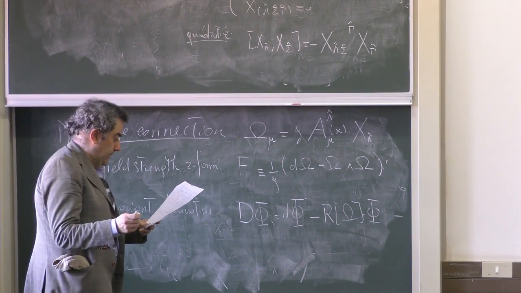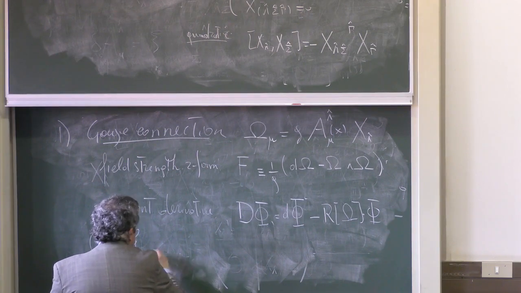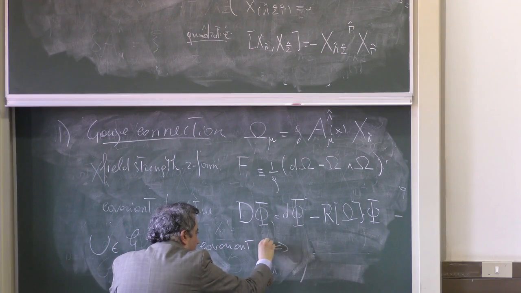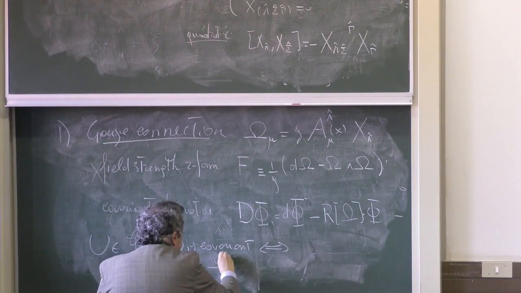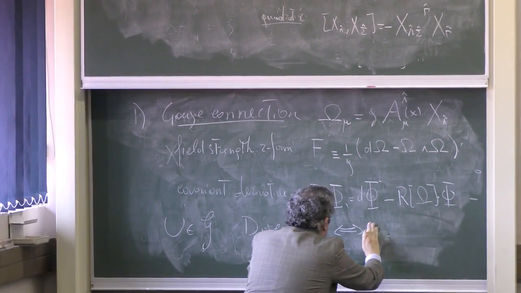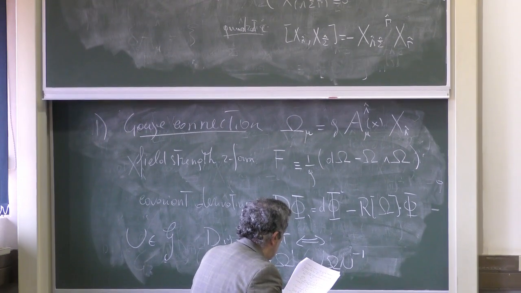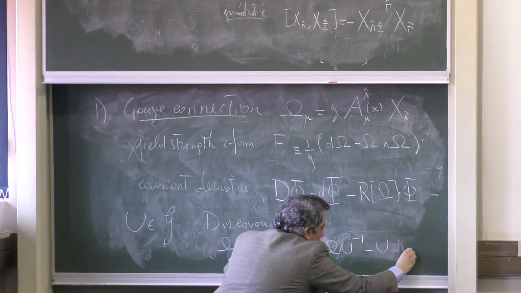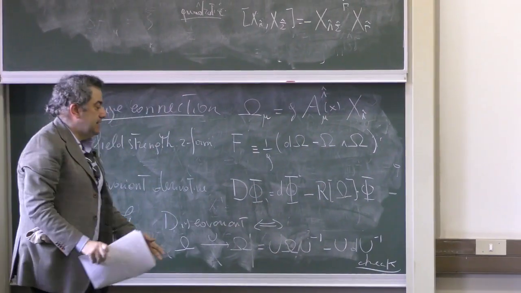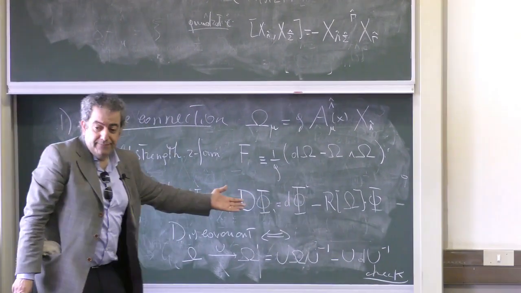An exercise that I give you is the following. Take a transformation U in G. Show that D is covariant if and only if omega transforms under U into an omega prime, which is U omega U minus 1 minus U dU minus 1. Check that this is the correct transformation property of a gauge connection in order for the covariant derivative defined in this way to be covariant.